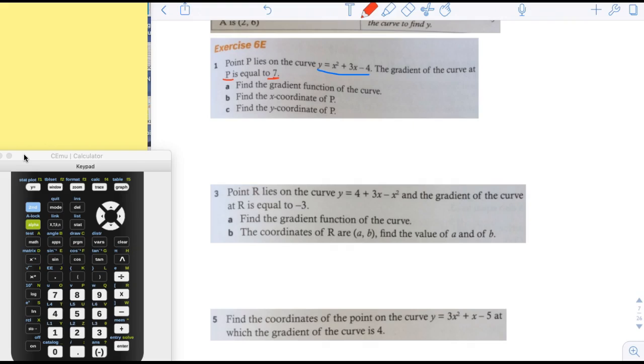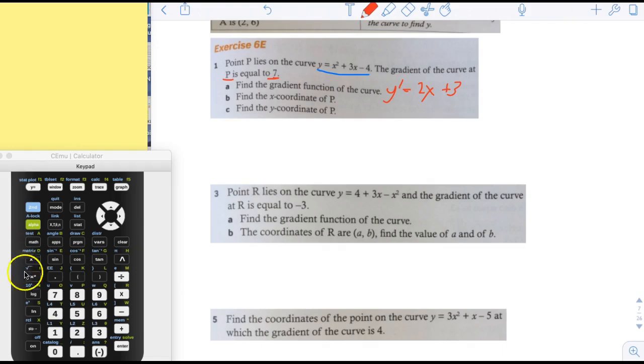Okay, so the gradient function of the curve we're going to find by taking the derivative of the blue function. So it's going to be the red function, which is the derivative of the blue function. So the gradient function is y dash, and we're going to take the derivative of the first term, 2x squared, the derivative is 2x. The second term is 3x, the derivative is 3. And the derivative of the fourth term, negative 4, is just 0. So our gradient function, which is the red function, is 2x plus 3.